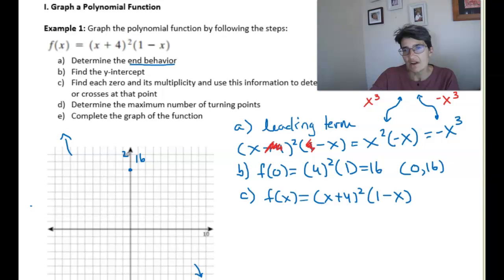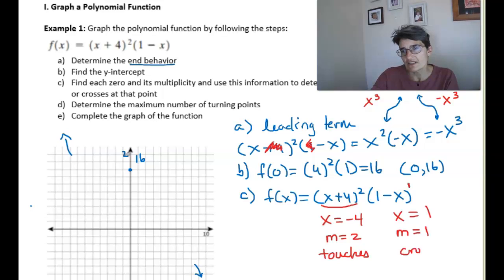So we look at each factor and set it equal to 0. This gives me x equals negative 4, that's a real zero, and x equals 1, that's another real zero. The multiplicity of the first one is 2 because of this exponent. The multiplicity of this one is 1 because it doesn't have an exponent, meaning it's an exponent of 1. So this means it touches at x equals negative 4, and it crosses at x equals 1, it crosses like a line. That's what a multiplicity of 1 tells you.